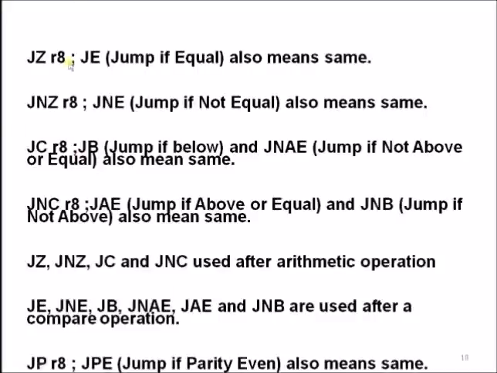Now jump if zero and jump if equal also mean the same. Both are the same. Jump if non-zero and jump if not equal are again the same. Jump if carry and jump if below are again the same. And jump if no carry, jump if above or equal, and JNB, all these are the same. As you can see, some of these instructions perform a similar kind of operation.